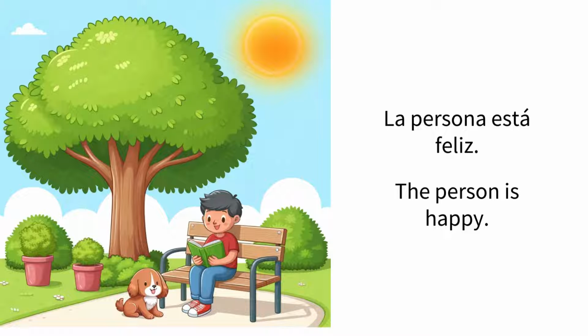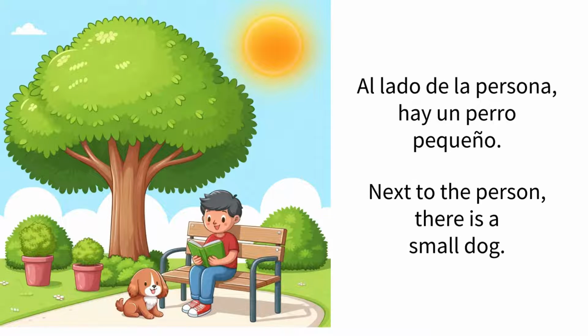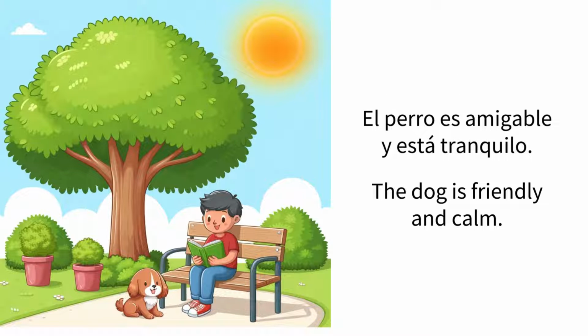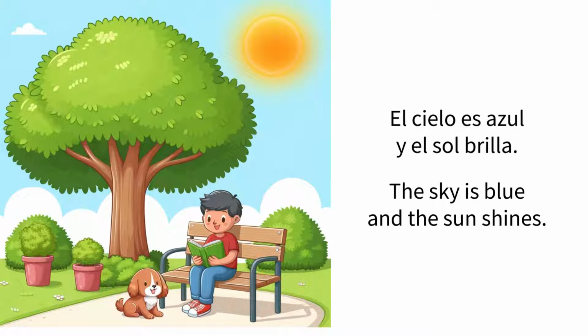La persona está feliz. The person is happy. Al lado de la persona hay un perro pequeño. Next to the person, there is a small dog. El perro es amigable y está tranquilo. The dog is friendly and calm. El cielo es azul y el sol brilla. The sky is blue and the sun shines.